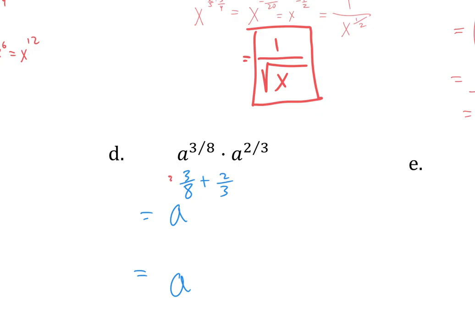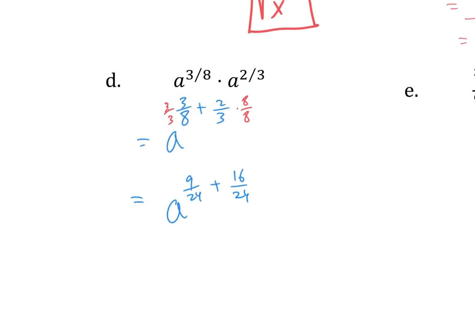So let's multiply this by 3 on top and 3 on bottom. Multiply this by 8 on top and 8 on bottom. And we get 9/24 plus 16/24. 9 plus 16 is 25. This is 25/24. Okay.